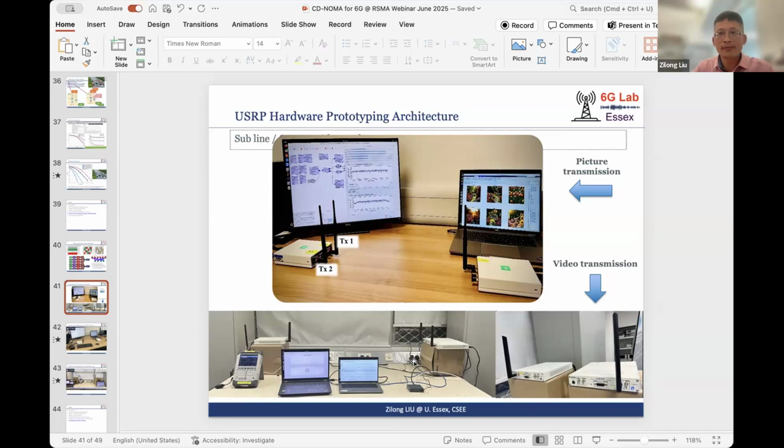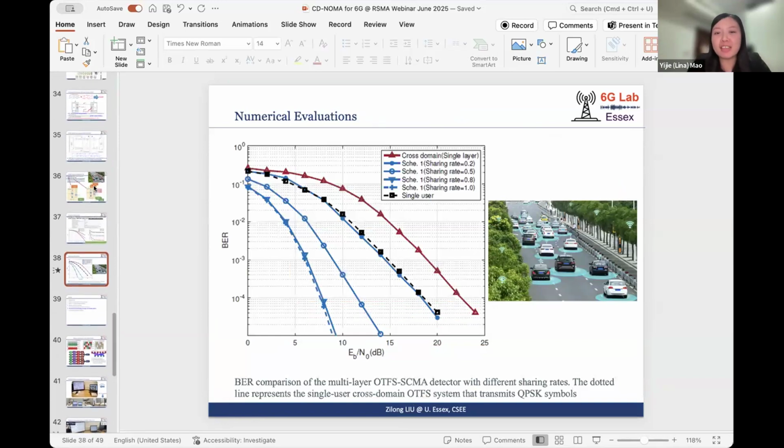Thank you. It's very interesting, because I am wondering whether this high mobility can actually show its performance gain in this trial. I think it will be very appealing, especially in V2X applications. Yes, indeed.